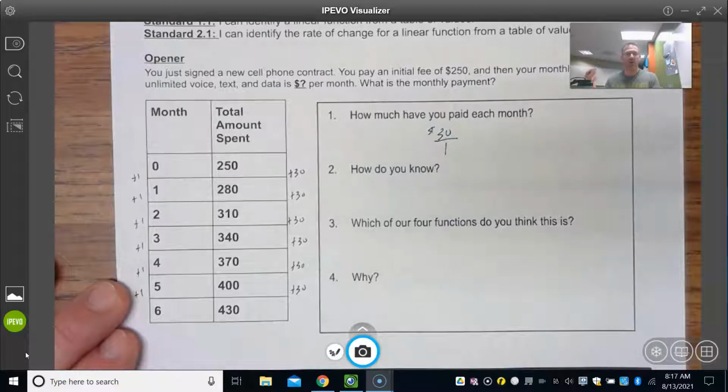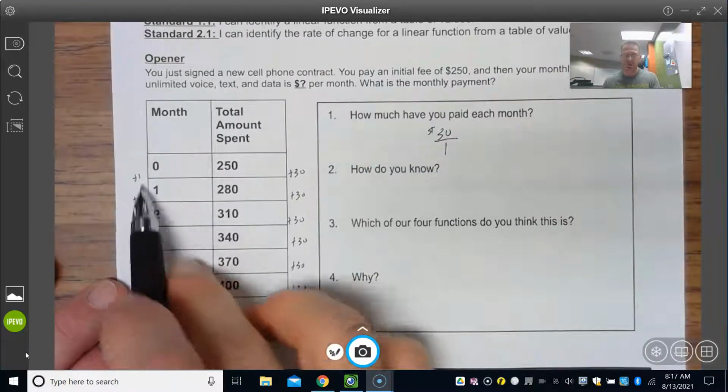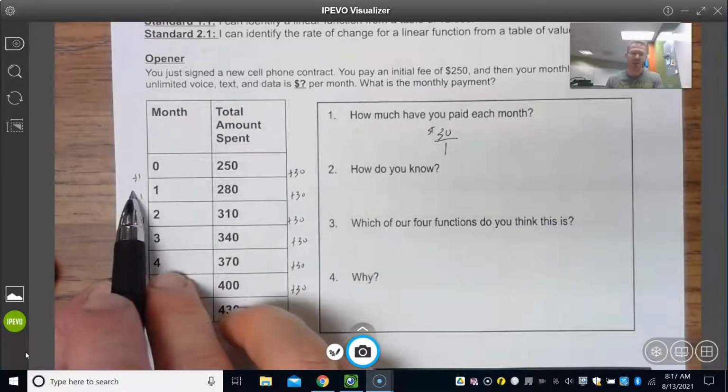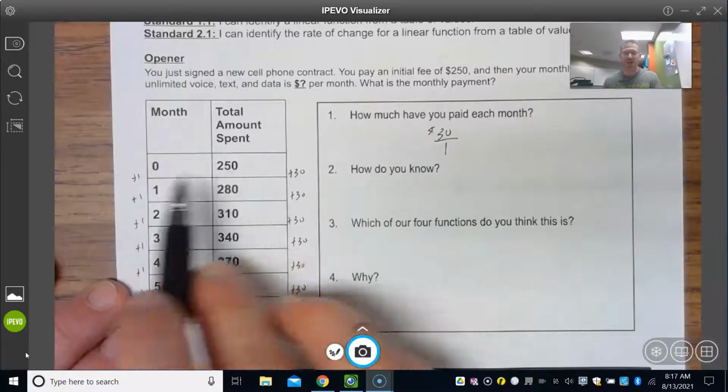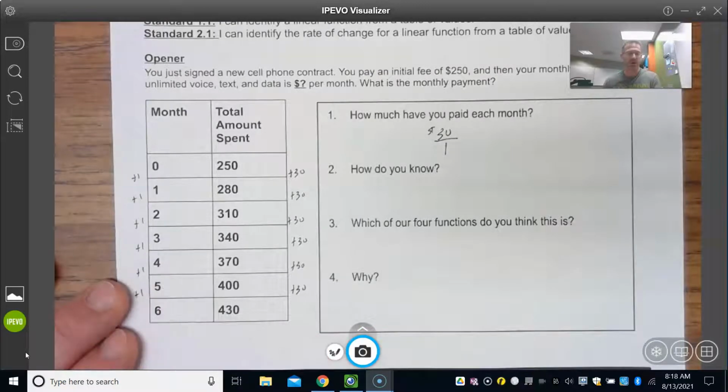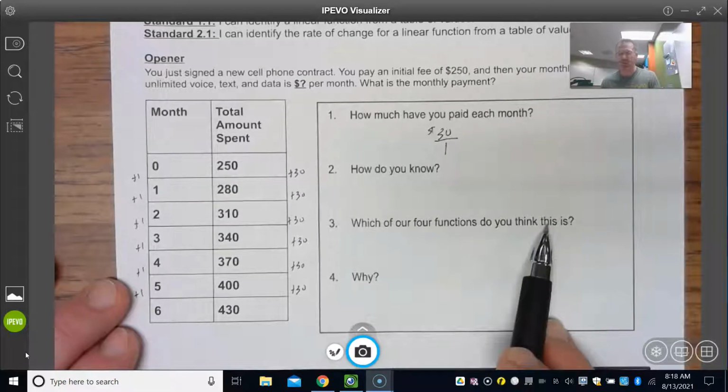So how do I know? Well, that's all the work that you did right here: looking at the change in how much you spent to the change in months. So this rate of change here is 30 to 1, 30 to 1, 30 to 1, 30 to 1. Looking at how does my total amount spent compare to the amount of months? And so which of the 4 functions do you think this is?